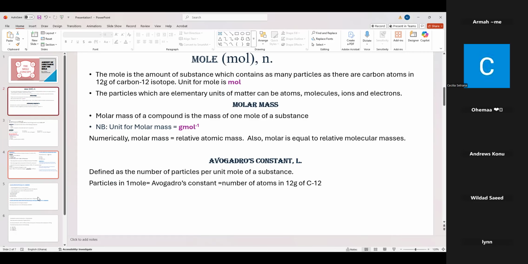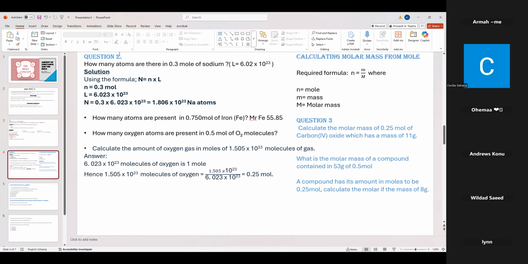Okay, so let's look at this. The question says: how many atoms are there in 0.3 mole of sodium? What do we have here? The question is asking us to find the number of atoms. Then we have the mole, which is 0.3. And then we have the Avogadro's constant itself, 6.023 times 10 to the power 23.